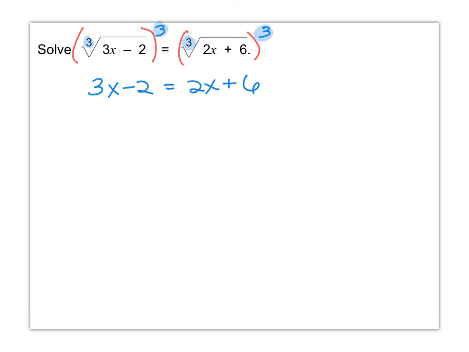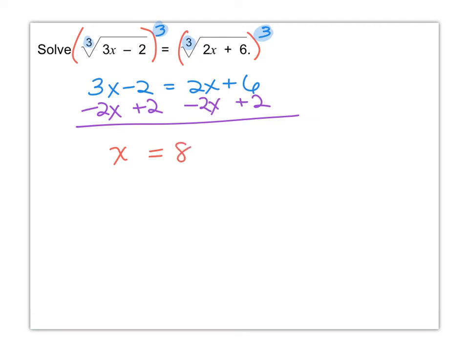Now we can solve this equation by subtracting 2x from both sides. And we can add 2 to both sides in the same step, or you can break it up into 2 steps. And we get 3x minus 2x, which is x. The minus 2 and the plus 2 are opposites. And on the right side, we have 2x minus 2x opposites, and 6 plus 2 is 8. So it looks like x equals 8 is the solution to this equation.